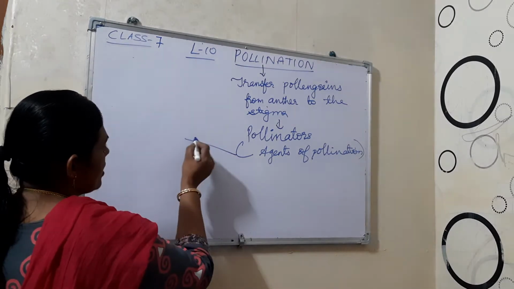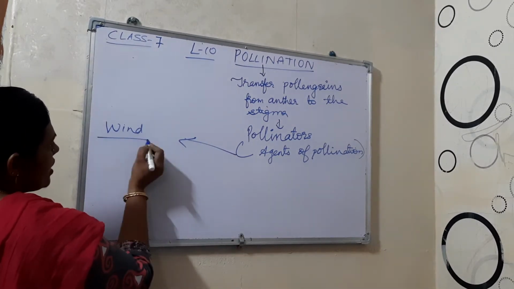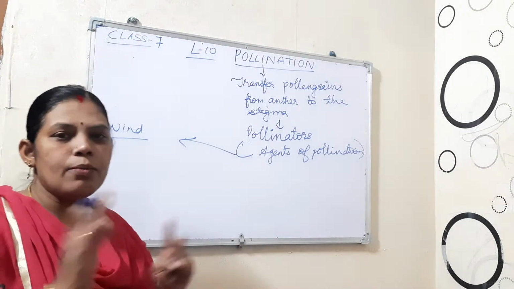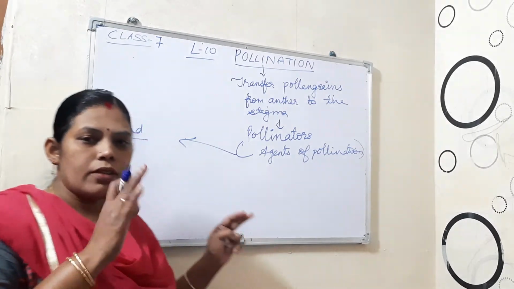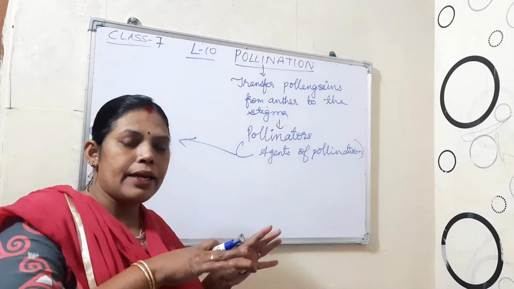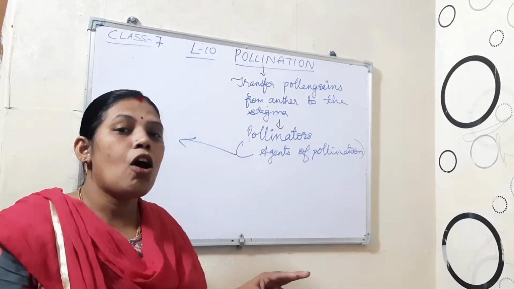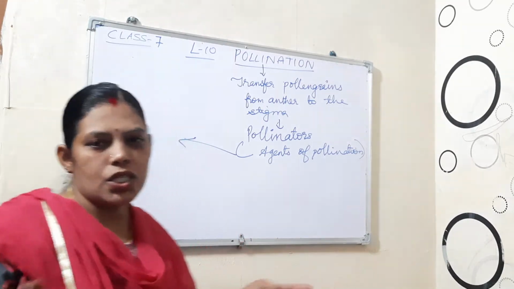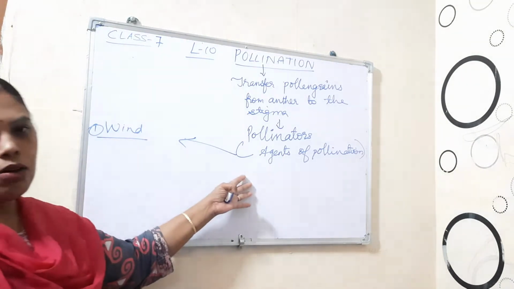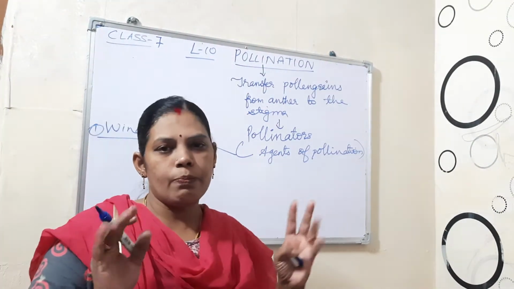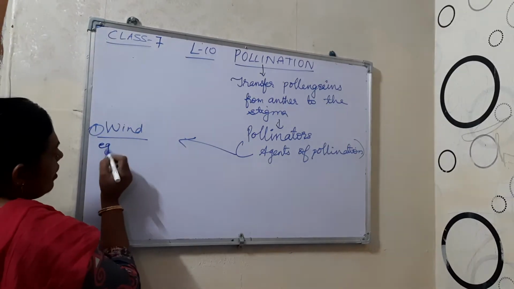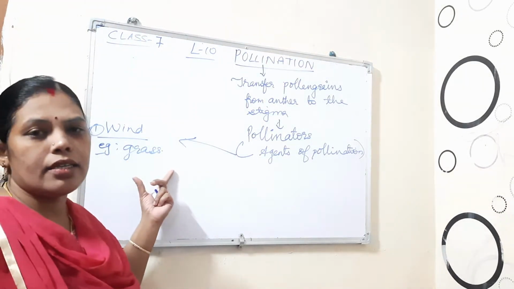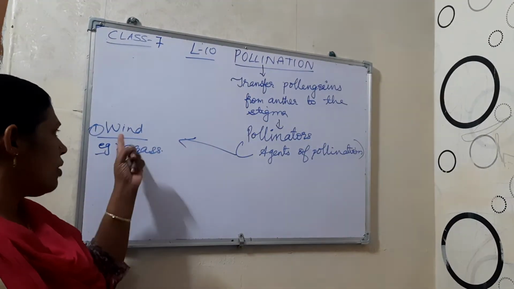First, we can say wind. Okay, wind is an agent of pollination. How? When the wind moves, the pollen grains from one plant fall onto the stigma of another plant. Then it goes down and fertilization occurs. So this way wind helps. Examples are grass and pines. There you can see that for pollination, wind only helps.